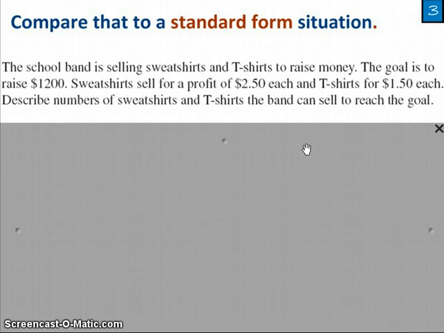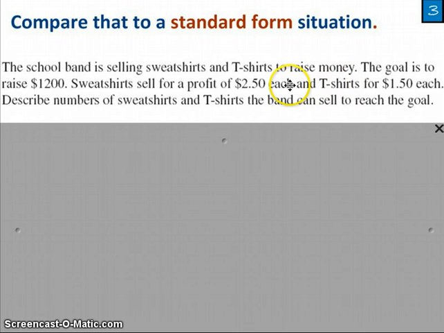Here's a word problem, or here's a real life situation where you could set things up more easily in a standard form style. In this case, what you have is a goal, $1,200, and you've got two things that are going to lead you toward your goal. One is the profit from each sweatshirt, and the other is the profit from each t-shirt. And each of these has a coefficient associated with it, $2.50 each for the sweatshirt, and that each is a key word, and $1.50 each for the t-shirt.